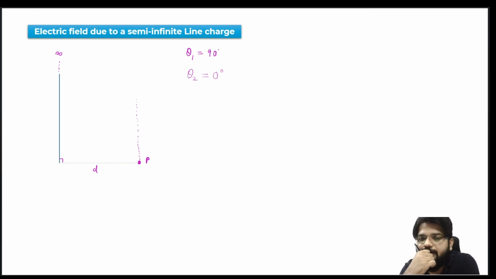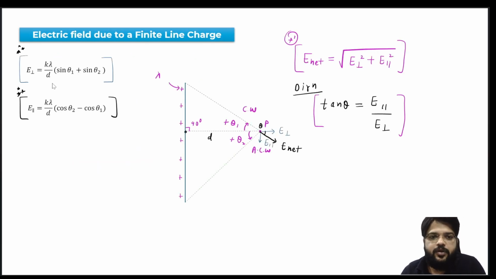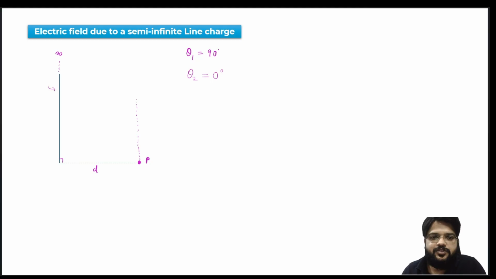Now the next thing is to find the E perpendicular and E parallel components. The formula of the E perpendicular component is k lambda by D times (sin theta 1 plus sin theta 2). The charge density we are assuming is lambda, correct? So first of all I am writing E perpendicular. The formula of E perpendicular is k lambda by D, sin theta 1 plus sin theta 2.